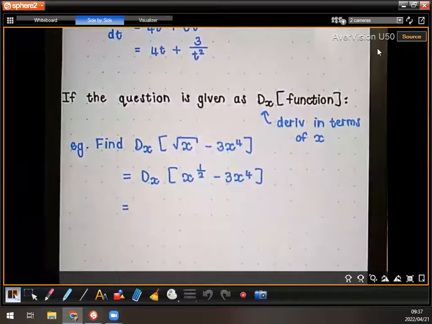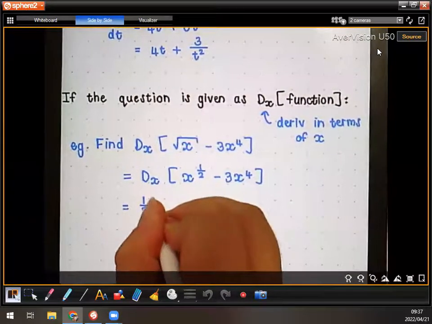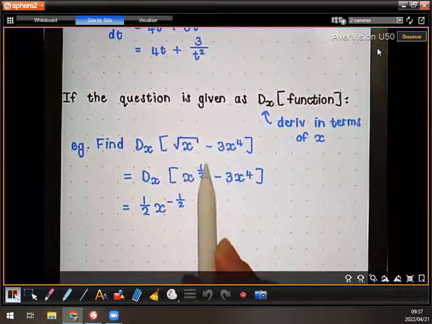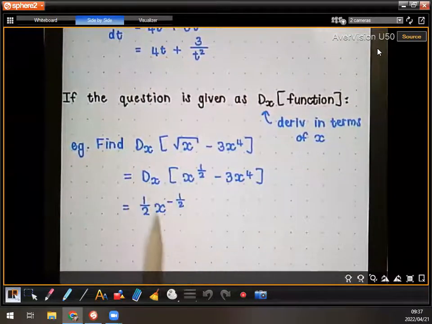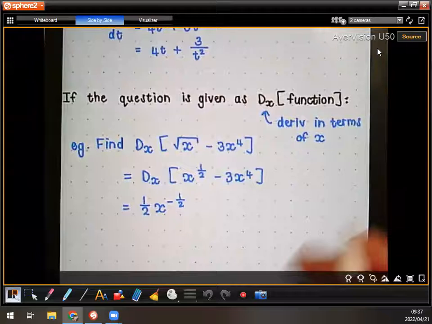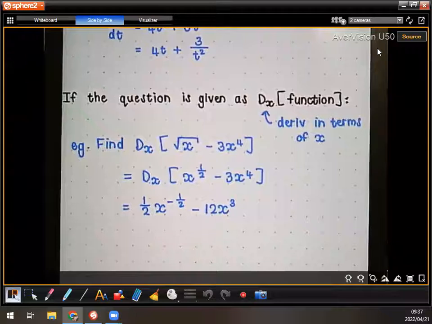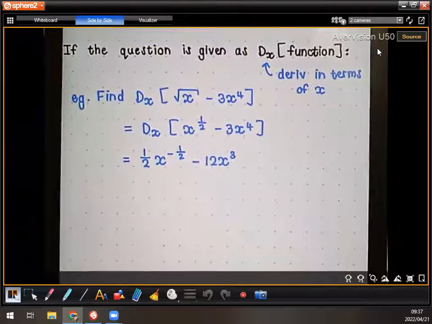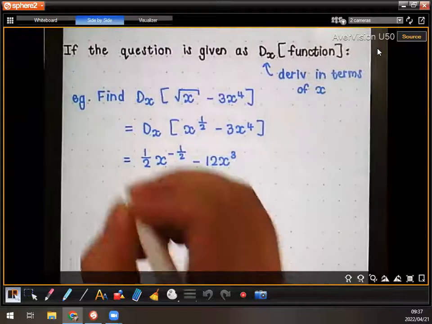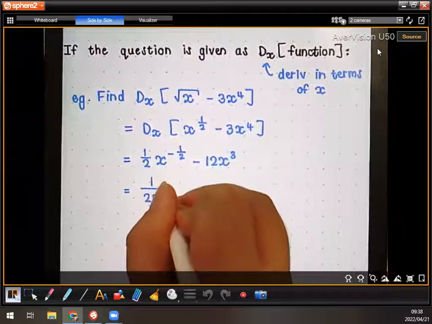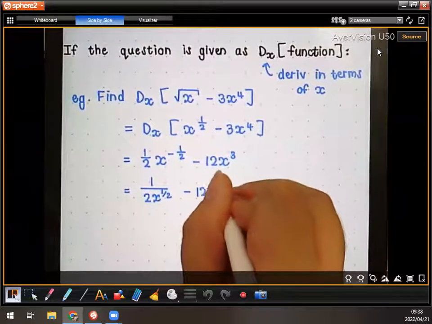Okay, so now, what's the derivative of x to the half? Half x to the negative a half, right? So you take the half to the front, you multiply by the 1 that is already there. X to the half minus 1 is negative a half. See, now I'm actually finding the derivative. Now I'm dropping the d. Okay. So the next one, minus 12x cubed. That's my final answer. Can I leave the x to the negative a half like that? Make it positive. So I need to say 1 over 2x to the half minus 12x cubed.